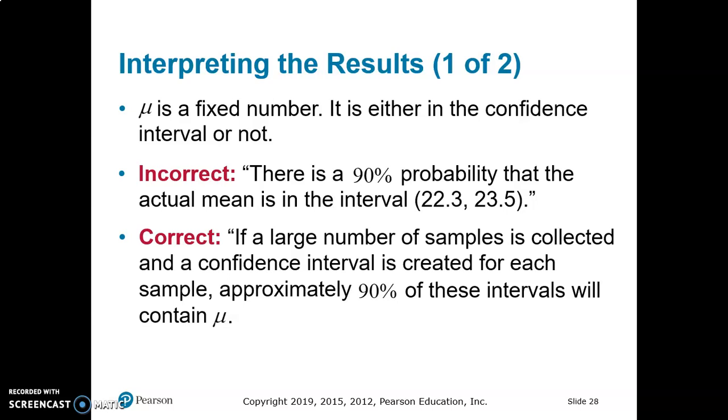Something to notice here also is, for each time you get a new sample, X bar will change. Okay, and so these intervals are going to jump around on the number line. And what we're saying here is, if we calculate enough of these intervals, 90% of these intervals will contain mu.